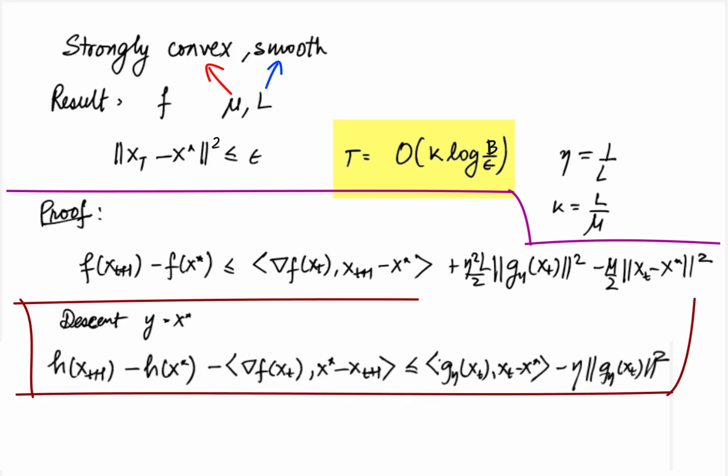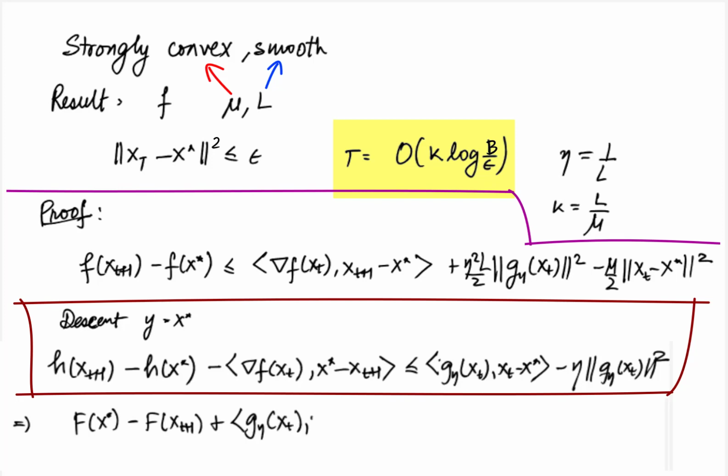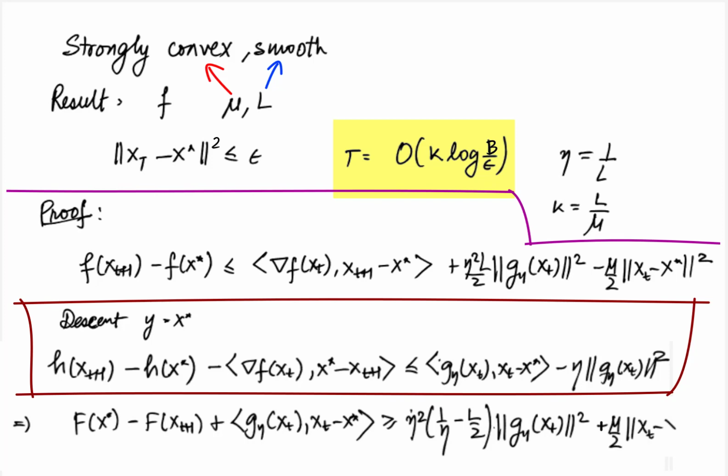Now adding both of these together, we obtain the required bound, which is that f of x star minus f of xt plus 1 plus inner product of g eta of xt comma xt minus x star is greater than equal to eta square of 1 by eta minus L by 2 norm square of g eta of xt plus mu by 2 norm square of xt minus x star. So the required one-step inequality can be obtained by using this inequality.